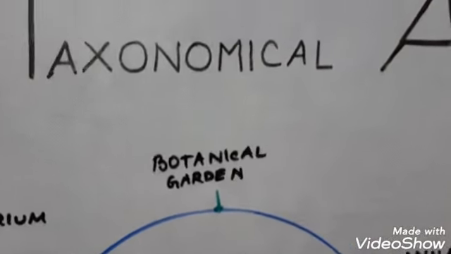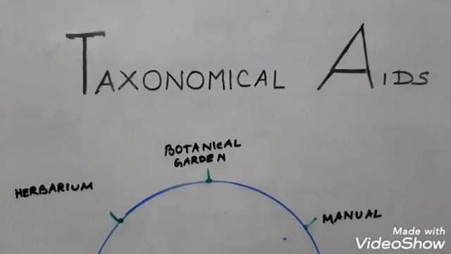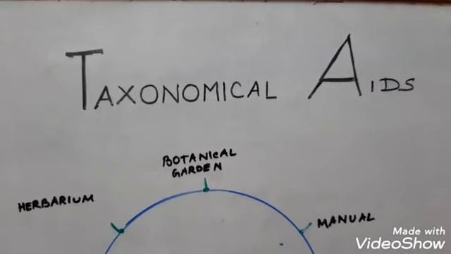About the last part of your chapter 1, the living world. Here I am going to describe the various taxonomical aids, where I will be describing herbarium in detail. So watch it. Hello my dear students, today I am with the topic taxonomical aids for you.